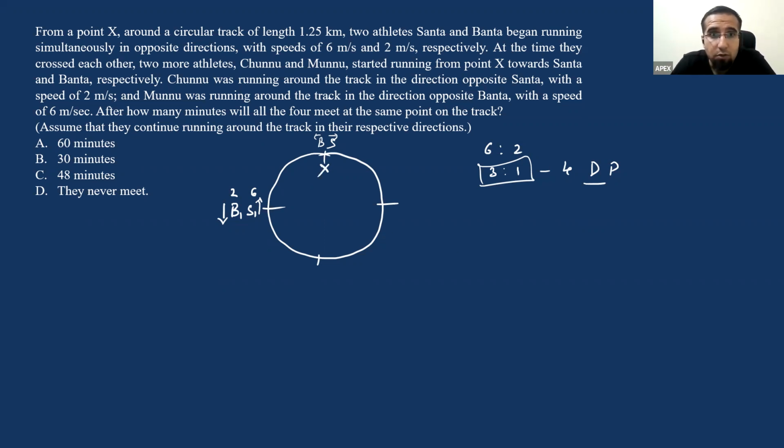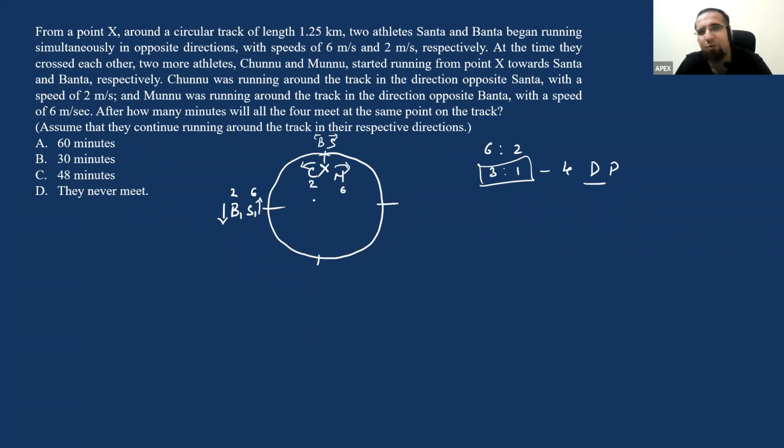Okay. Chunnu was running around the track in the direction opposite to Santa. So Chunnu was running in this direction. And Munnu was running opposite to Banta, so Munnu was running in this direction. Munnu was running at a speed of 6 and Chunnu was running at a speed of 2.